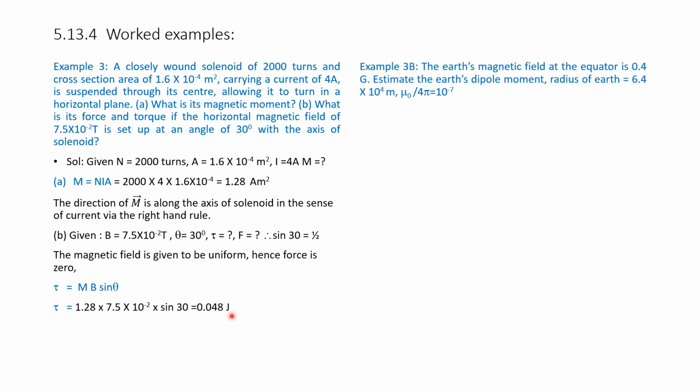Example 6. The Earth's magnetic field at equator is 0.4 Gauss. Estimate the Earth's dipole moment. Radius of Earth is given as 6.4 into 10 to the power of 6 meters. Mu naught by 4 pi is equal to 10 to the power of minus 7. It is given in this. Solution. Please read the question once again yourself and note down. I will give some time.